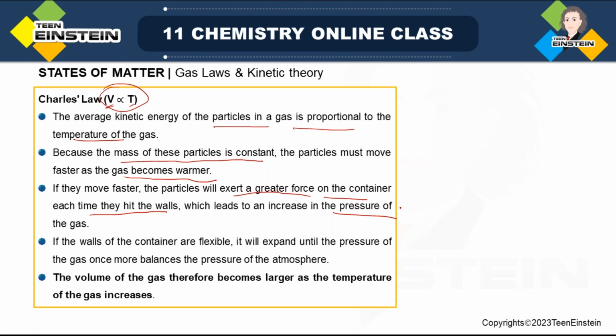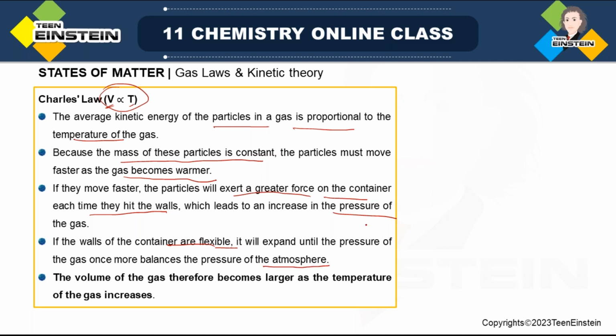But in this case, it is reversed. What is happening now? The particles are exerting a greater force. That means there is an increase in pressure. But the pressure will have to be kept fixed. So the walls of the container are now flexible, just like before, as we have seen. As the walls are flexible, there will be a tendency to expand, until the pressure of the gas once more balances the pressure of the atmosphere.